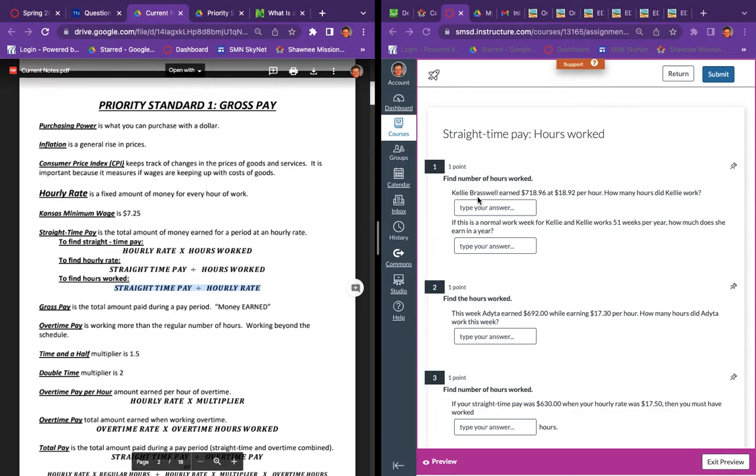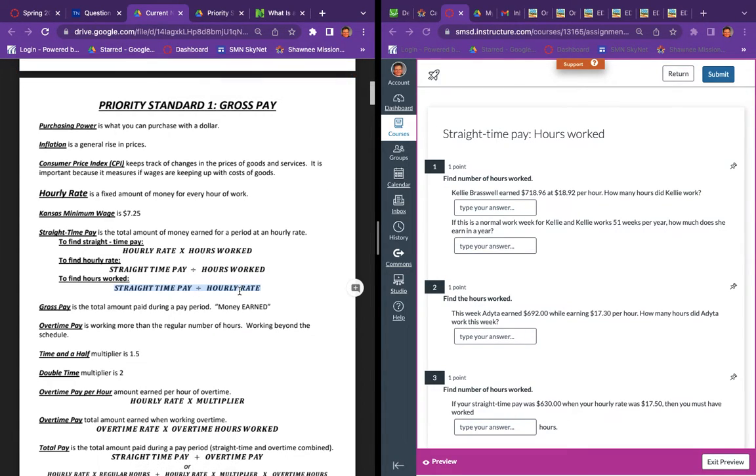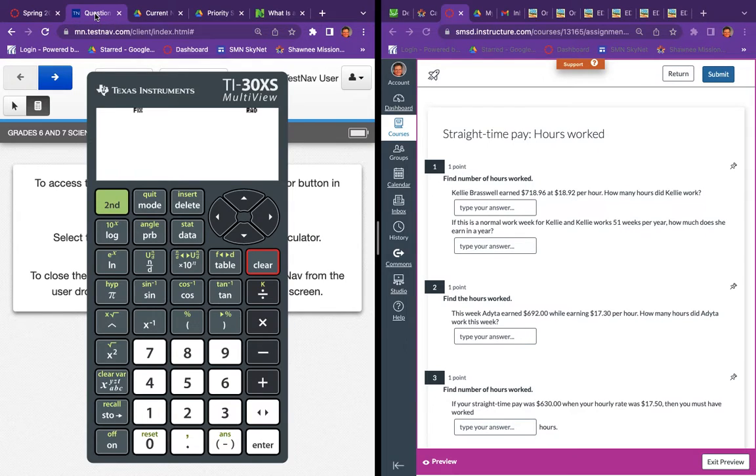So if we read the question, it says that Kelly Roswell earned $718.96 at $18.92 per hour. So this is how much she earned, and this is how much she was paid by the hour. And the question is, how many hours did Kelly work? So we're going to take the pay and divide it by the hourly rate. So to go to our calculator, we're going to take the pay, which was $718.96, and we're going to divide that by how much she was paid per hour, which is $18.92.